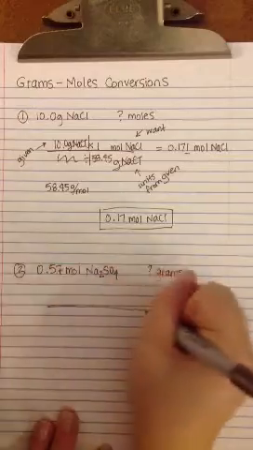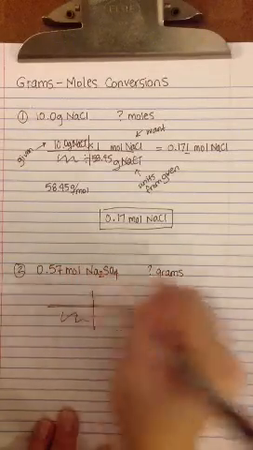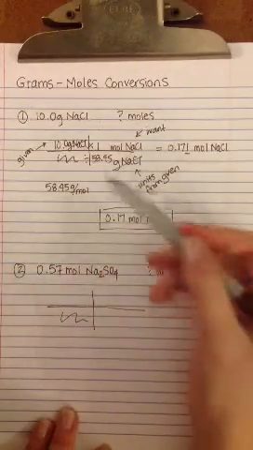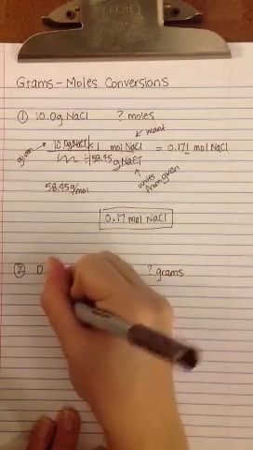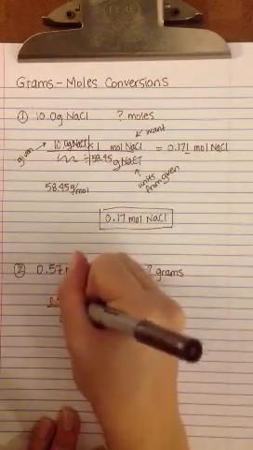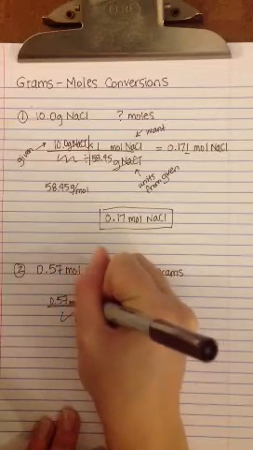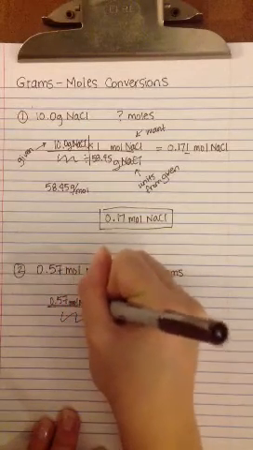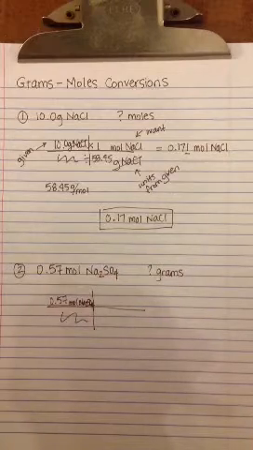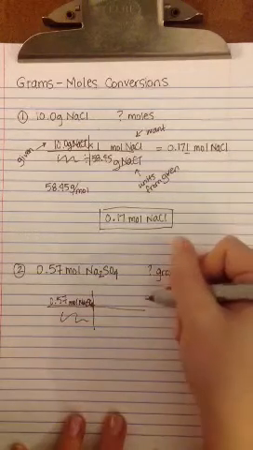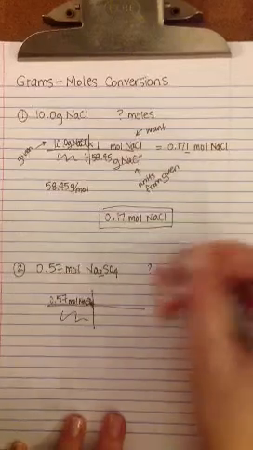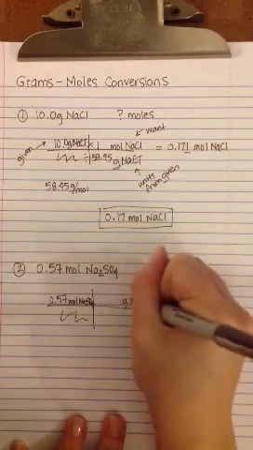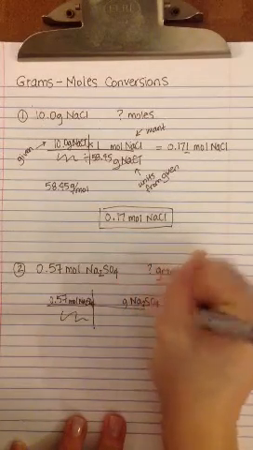I start with my T-chart again, my squiggly. Now if you look up to our first example, what's given goes in the upper left. Well, in this problem, it's not grams, it's actually moles. So I'm going to put my 0.57 moles of Na2SO4 in the top left. I'm going to put what I want in the top right. I want to find grams, so I'm putting grams of Na2SO4 in the top right.